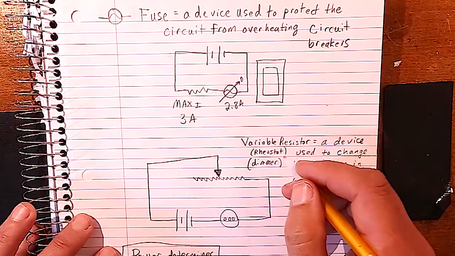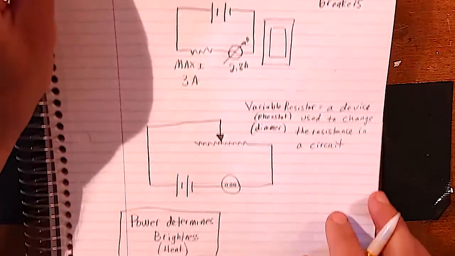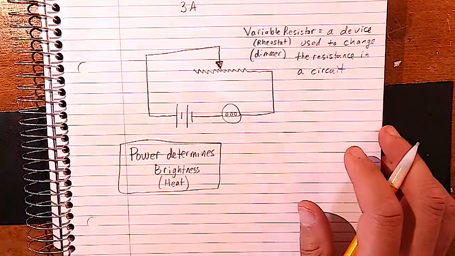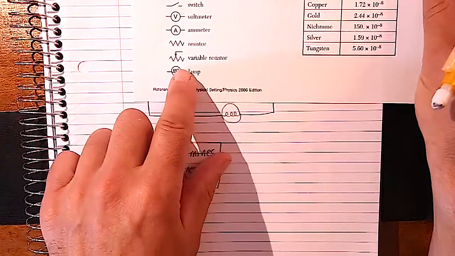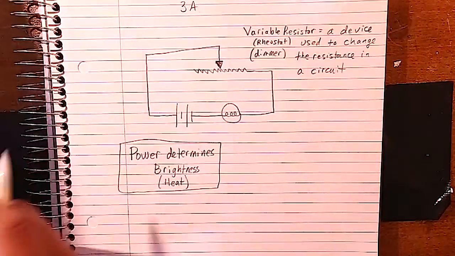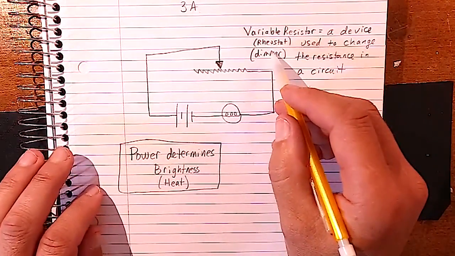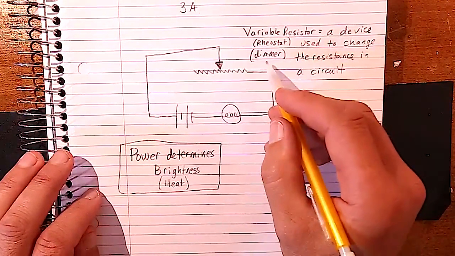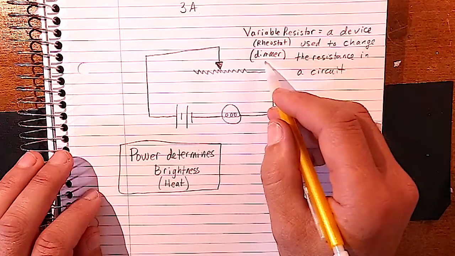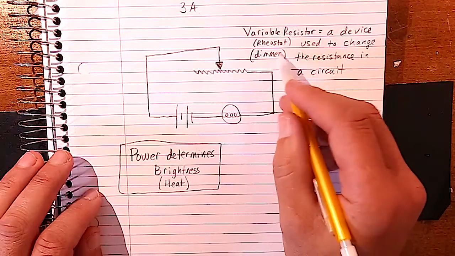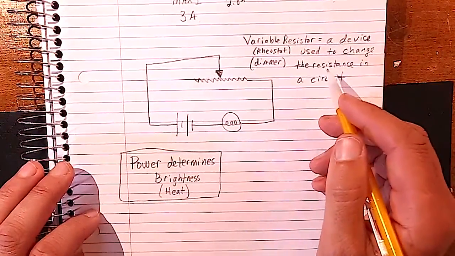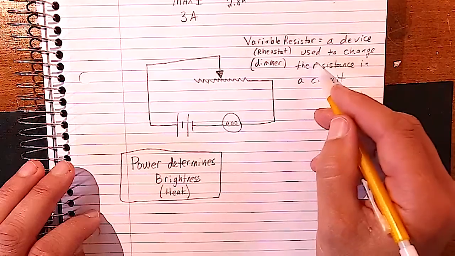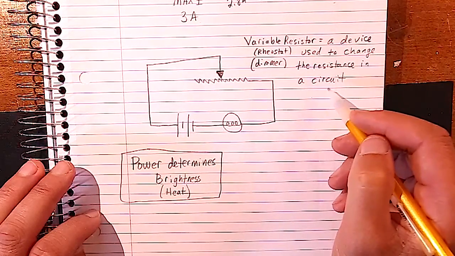So there's another device that you need to know about, and this one is on the reference table. It's called a variable resistor. Another name for that is a rheostat, but it's also the switch on your wall that dims the light. So some people call it a dimmer, but the Regents uses the term variable resistor. And it's a device used to change the resistance of a circuit.